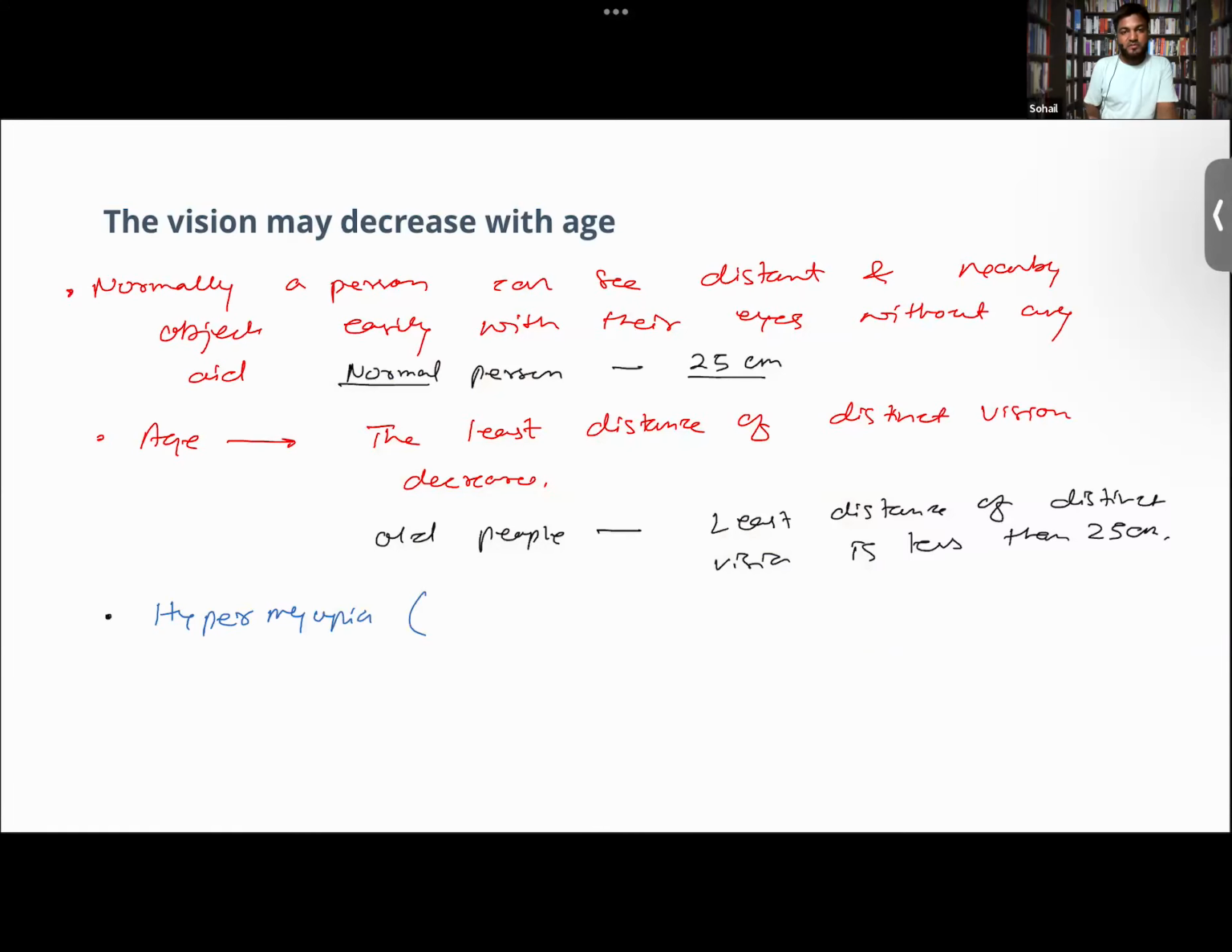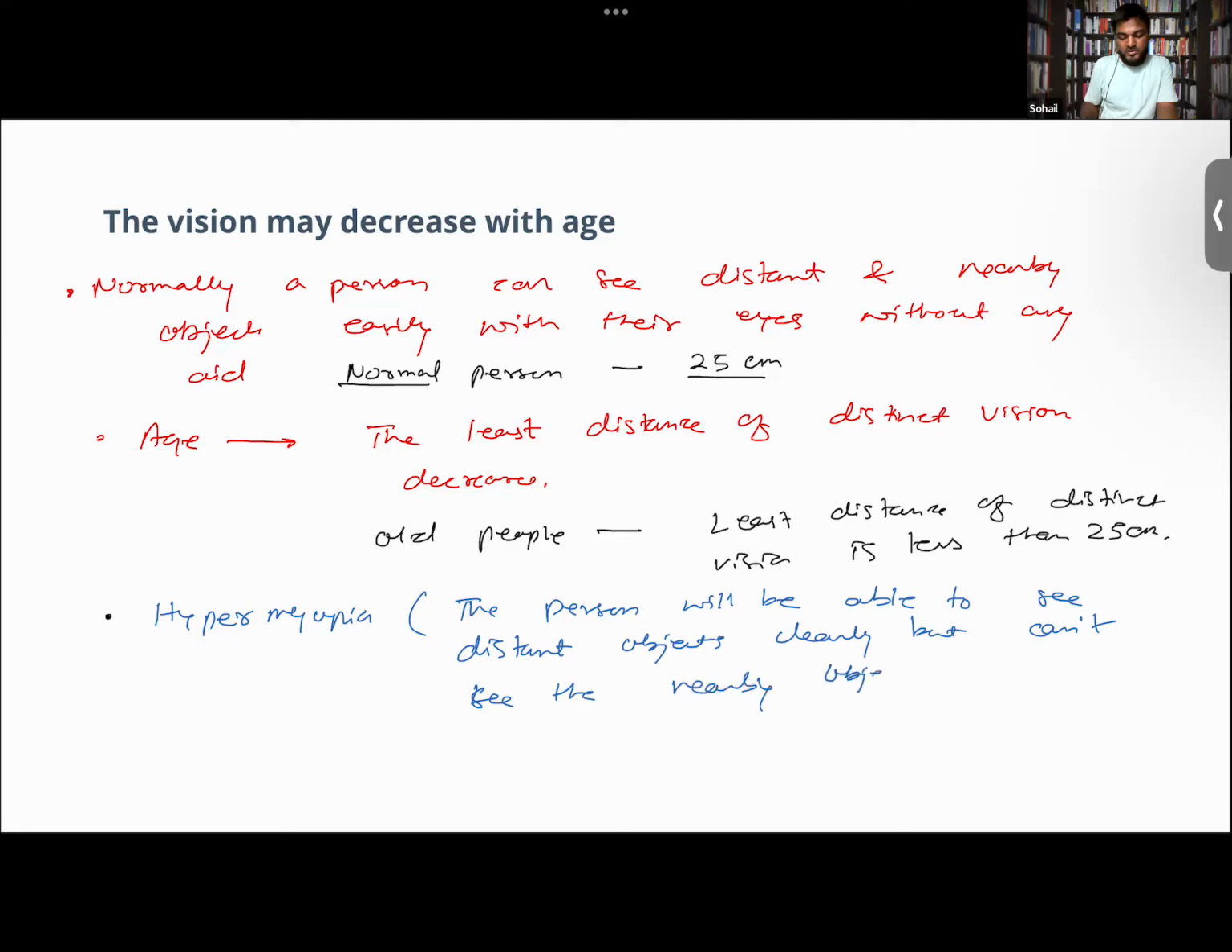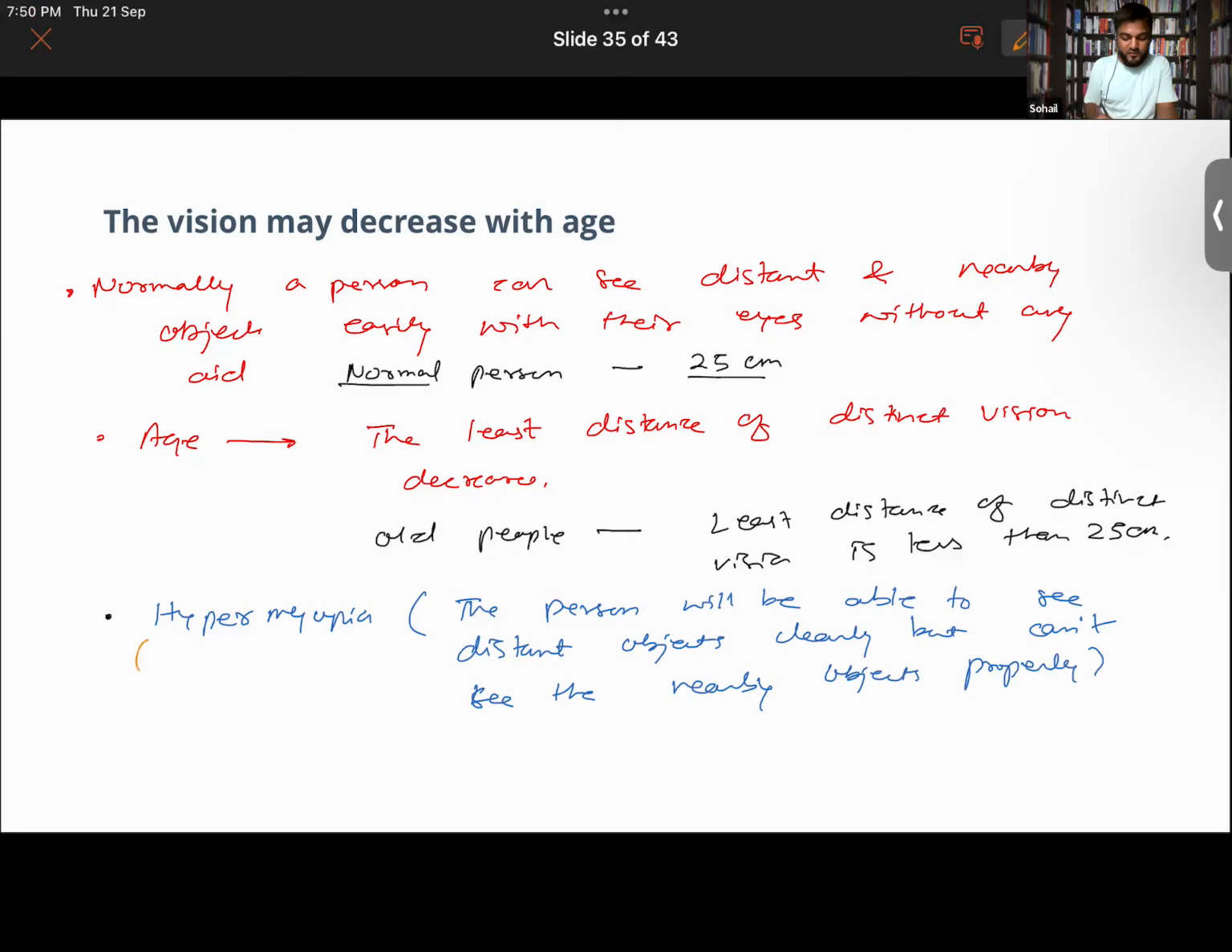So there will be a condition called hypermetropia, in which the person will be able to see distant objects clearly, but can't see the nearby objects properly. This condition is also called farsightedness. Yeah, the other name for this is farsightedness. Okay, now in this, the focusing power of the lens basically decreases. So in that case, what will happen? The image will be formed before the retina. Okay. So suppose this is the eye here.